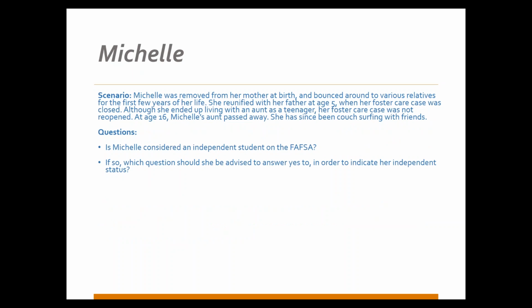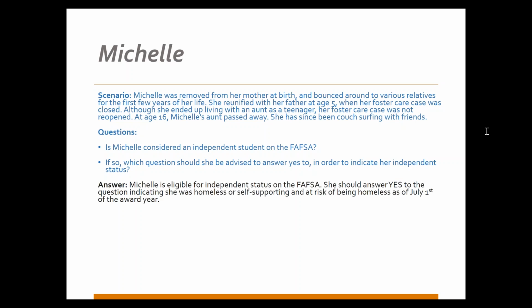So in this scenario, Michelle was removed from her mother at birth and bounced around to various placements for the first 2 years of her life. Sorry, I'm not able to view my screen here. Then she reunified with her father at age 5, so her foster care case was closed at age 5. Later on, she ended up living with an aunt as a teenager, but she never went back into the foster care system, so her case was never reopened. She continued to bounce around with relatives. At age 16, Michelle's aunt passed away, and since then, she's been couch surfing with friends.